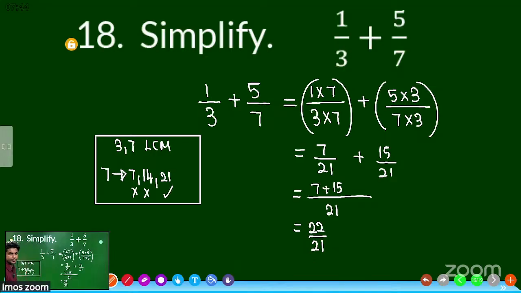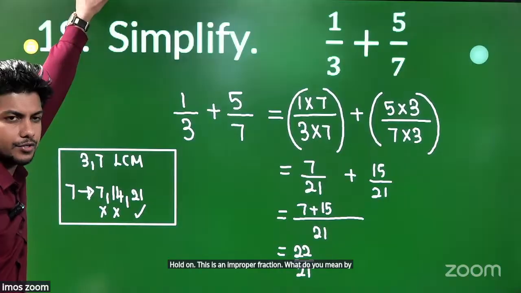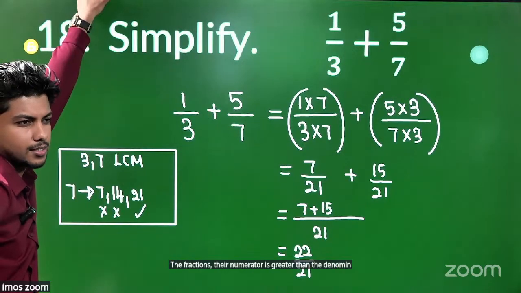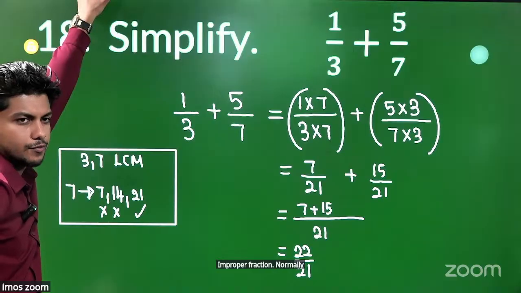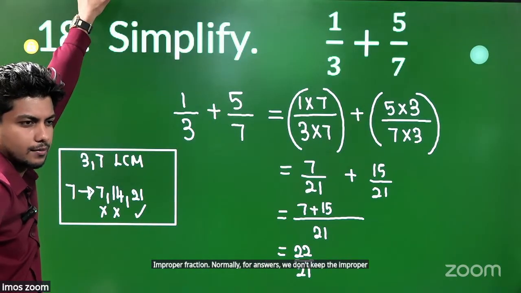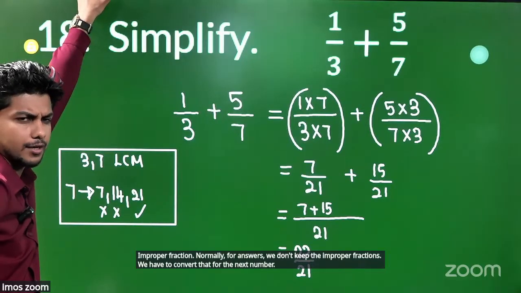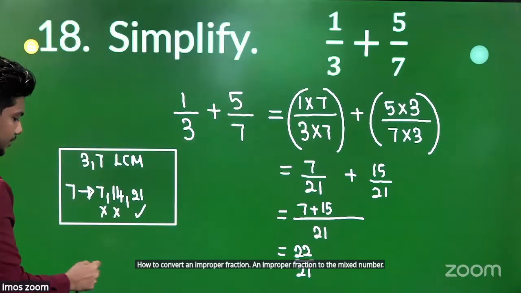Son, this is an improper fraction. What do you mean by improper fractions? The fractions whose numerator is greater than the denominator, we call an improper fraction. Normally for answers, we don't keep improper fractions. We have to convert that to a mixed number. How to convert an improper fraction to a mixed number? Very easy.